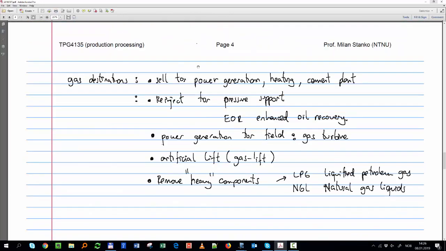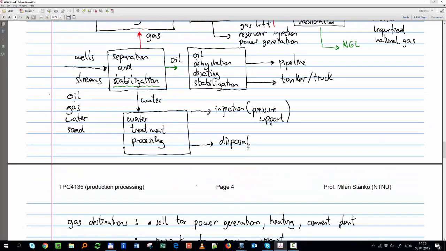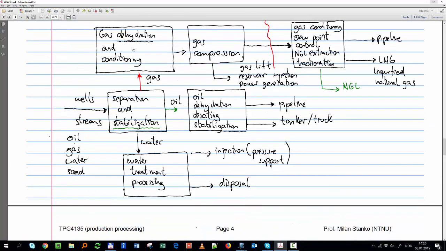And gas is a bit more complex. You have a lot of things we can do with gas. So I listed here some of them, and you have to be aware, because the gas that goes for power generation, you take from a different place in the process. You don't take it from the same place.